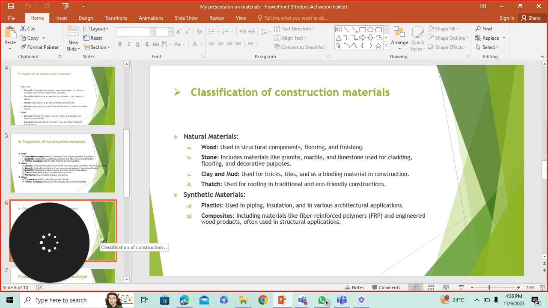Now we go to the classification of construction materials. They are classified into different categories. Number one, we have natural materials. Examples of natural materials.